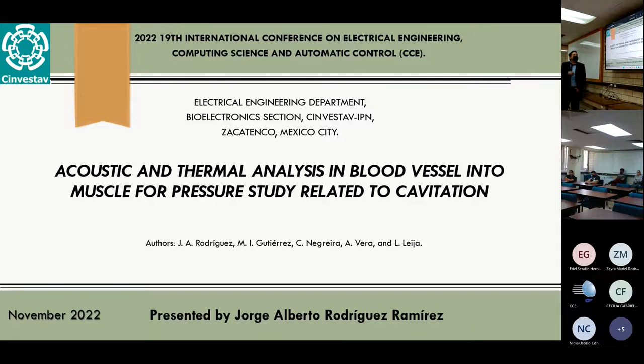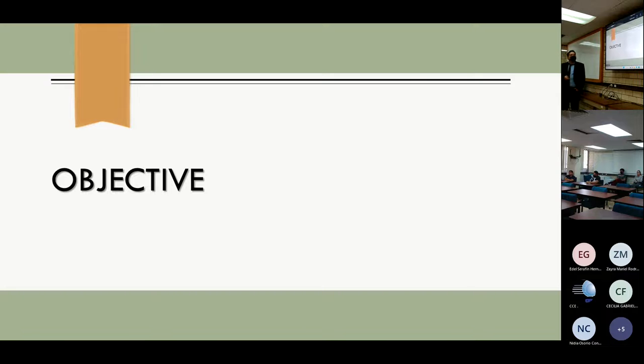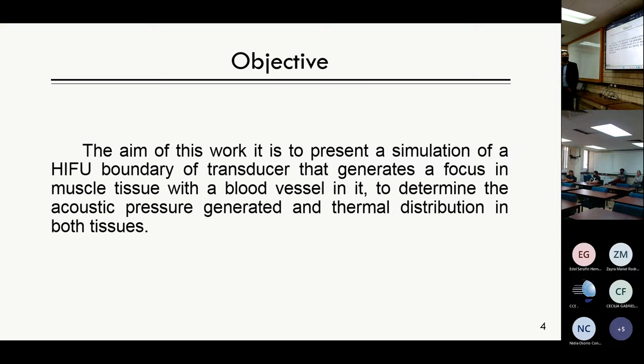The title of the work is Acoustic and Thermal Analysis in Blood Vessel into Muscle for Pressure Study Related to Cavitation. The order of the presentation is shown in this slide, starting with the objective of the work. For this paperwork, the key aim is to present a simulation of a high flow boundary of transducers that generates a focus in muscle tissue with a blood vessel in it to determine acoustic pressure generated and the thermal distribution in both tissues.